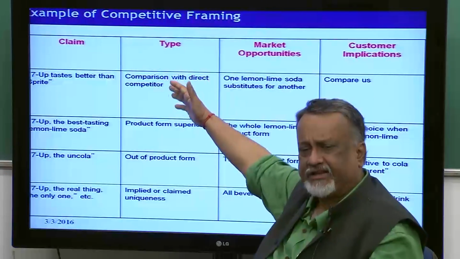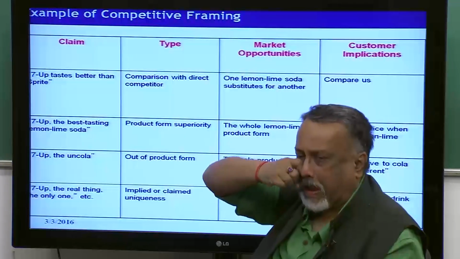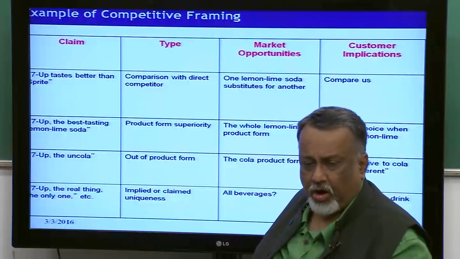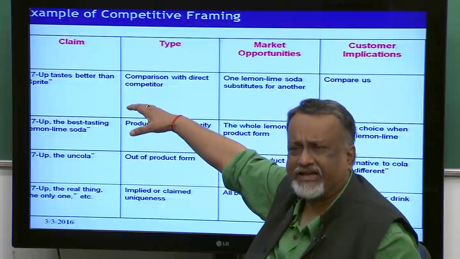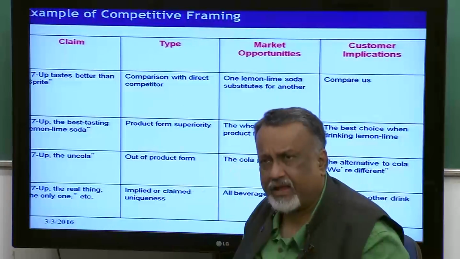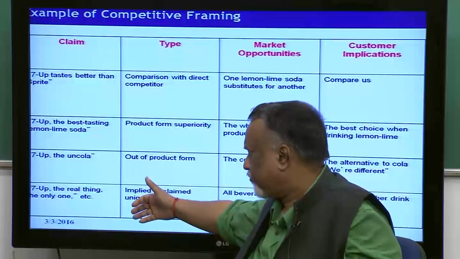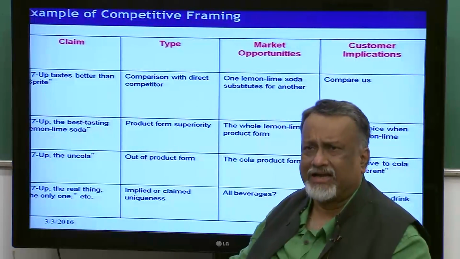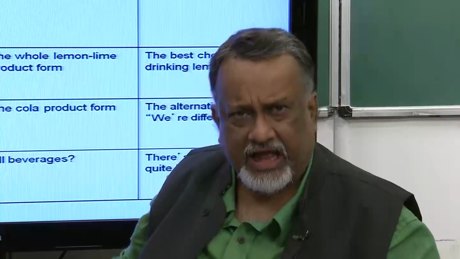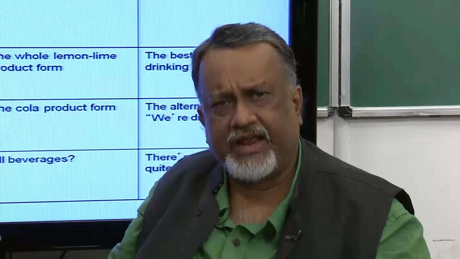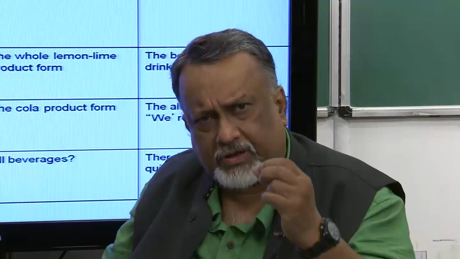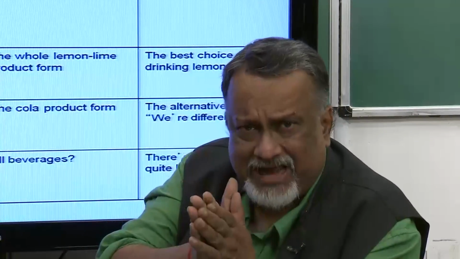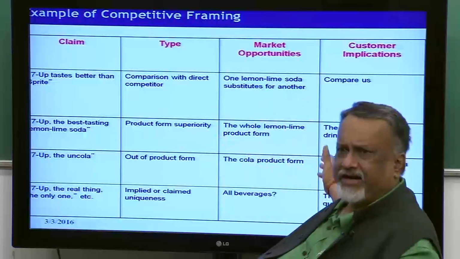So, if we say that 7-Up tastes better than Sprite, then we are telling the customer to compare, and you will see that we do better. Or if we do not want to go into that kind of head to head competition, we may say 7-Up, the real thing, the only one. So, we are claiming that this is unique, and therefore we have to convey that when the customer actually experiences 7-Up, the customer should see that there is a match between what we are saying here and what we are delivering.